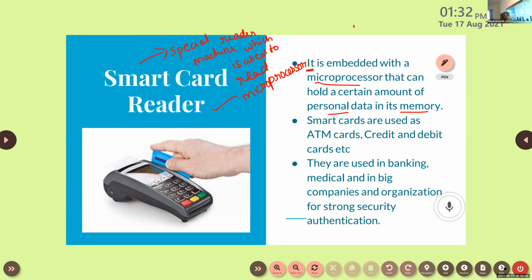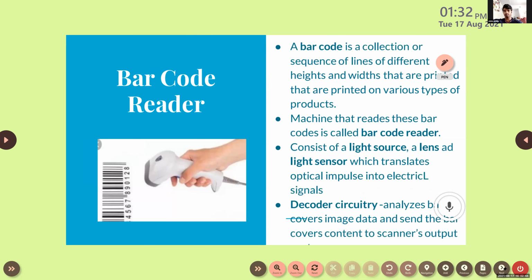Yes, ma'am. What is this? Barcode, isn't it? In every product, you can see this, right? Yes, ma'am. So the machine which is used for reading barcode is known as barcode reader. Okay, next input device is barcode reader.